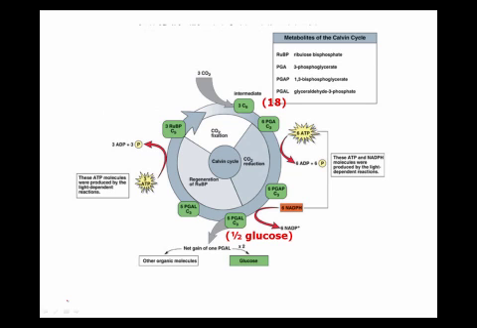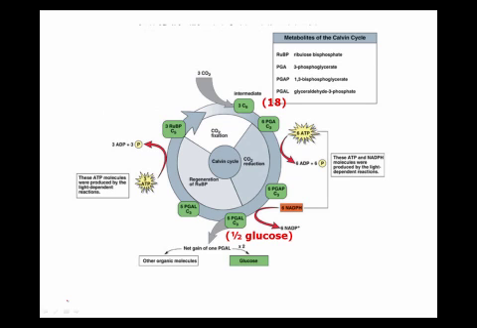This diagram represents the Calvin cycle. The Calvin cycle can be divided into 3 parts. The first is CO2 fixation. This is where carbon dioxide is actually captured. The second phase is CO2 reduction, and the last phase is the regeneration of ribulose bisphosphate.